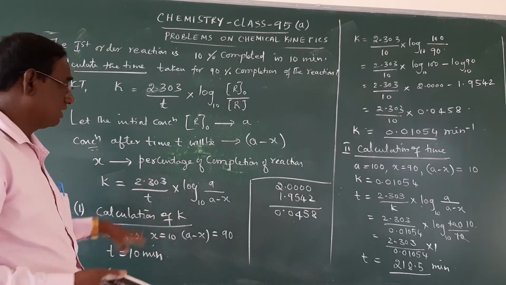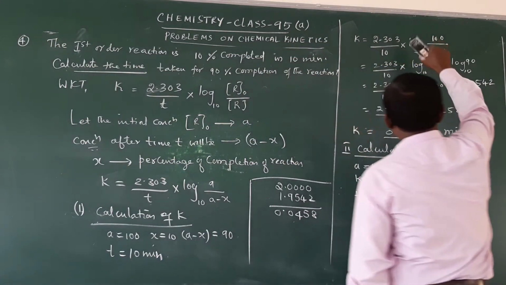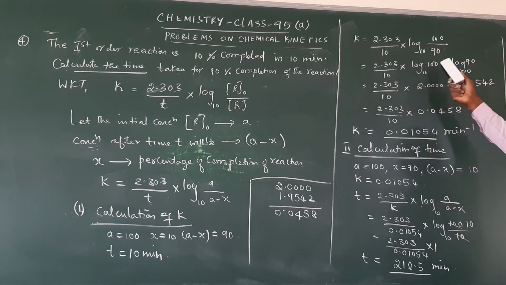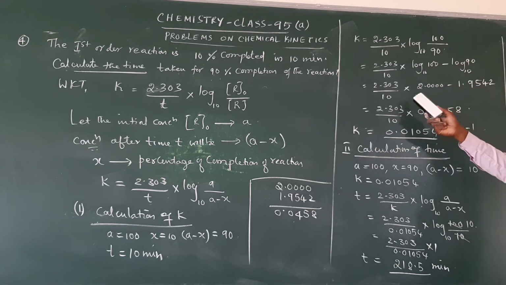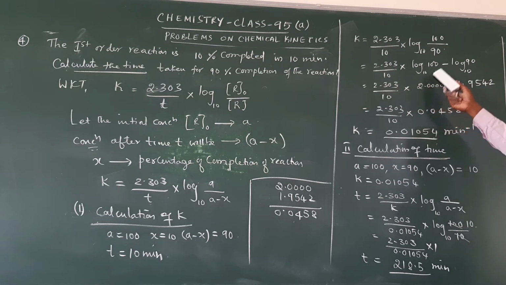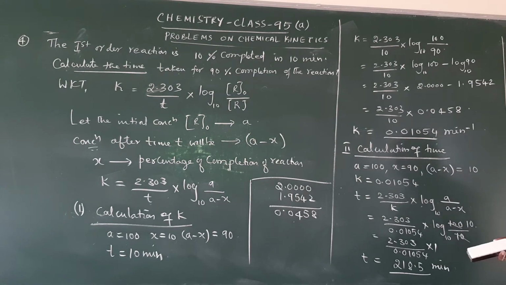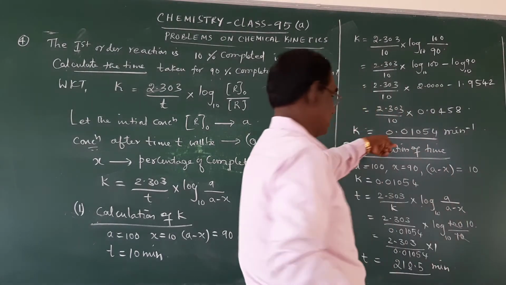Yes, it is substituted in the equation. That is k is equal to 2.303 divided by 10 into log 100 divided by 90 to base 10. That is 2.303 divided by 10 into log 100 minus log 90. Log m by n formula, you know that already. That is 2.303 divided by 10 into log 100, which is 2.0000, minus log 90, which is 1.9542. Subtracted, that is 0.0458. After solving the problem, you will get k is equal to 0.01054.